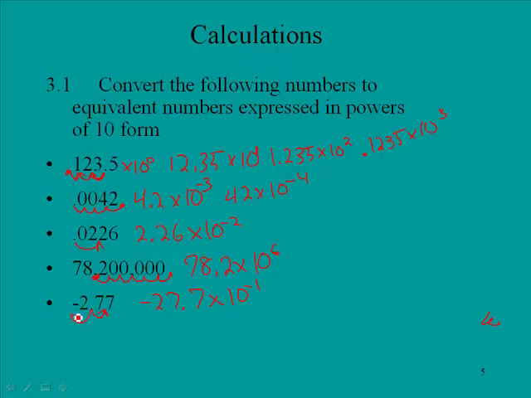We could have gone like this, and in that case we would have said minus 0.277 in this case times 10, and since we went to the left, the exponent would be a positive 1. So these are some alternative ways to express these basic numbers as powers of 10.